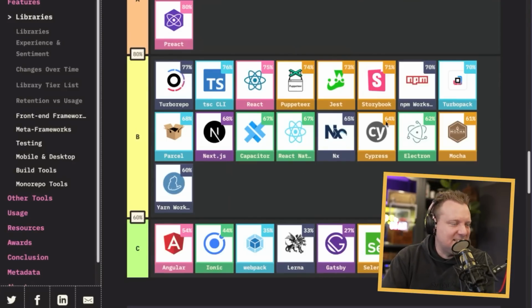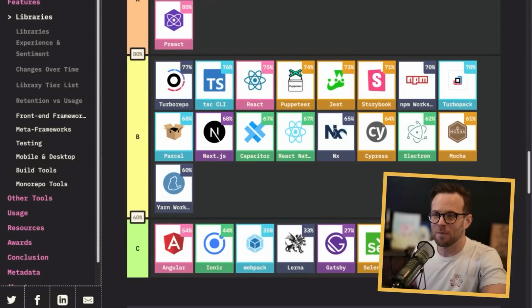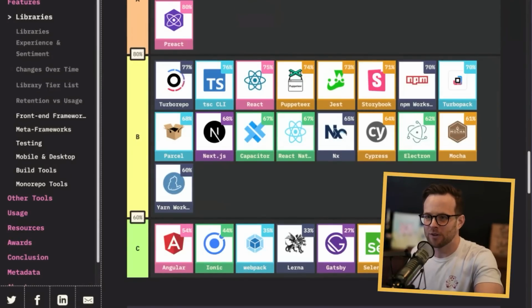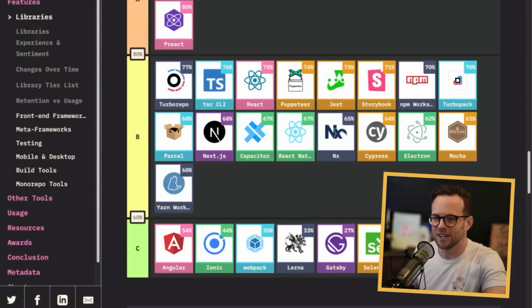B tier. Let's pick a couple of our favorites from the B tier. Turbo Repo. Surprised that it's in B tier. You know what? I resisted using Turbo Repo because I just felt like I didn't need it. Like, what is this doing for me? And then I used it. I'm like, oh wait, this actually solves all of my annoyances with mono repos and orchestrating build commands and dev commands and stuff. So, yes.